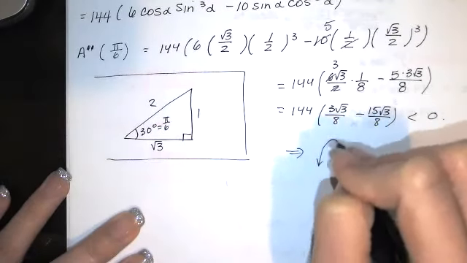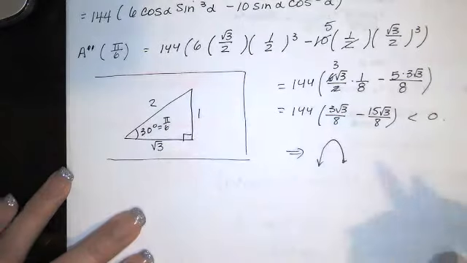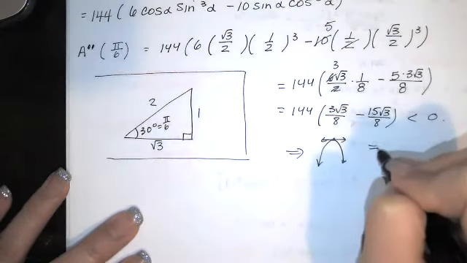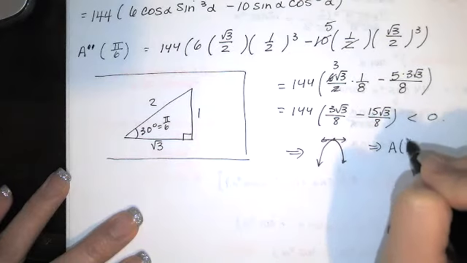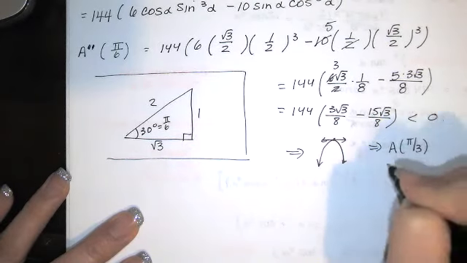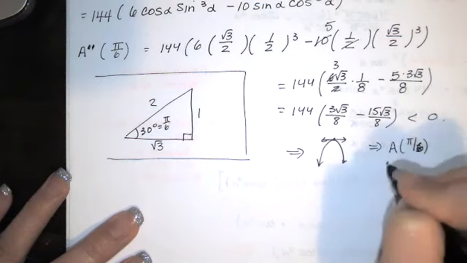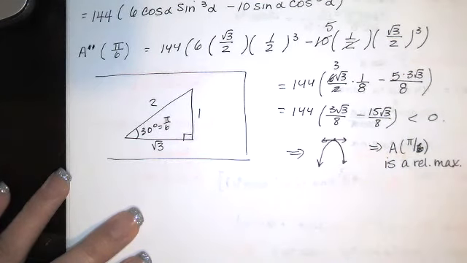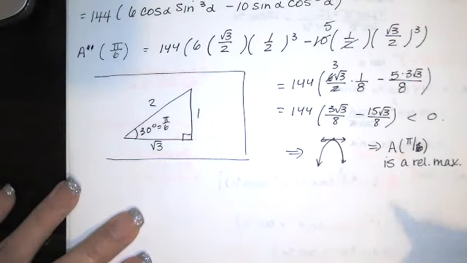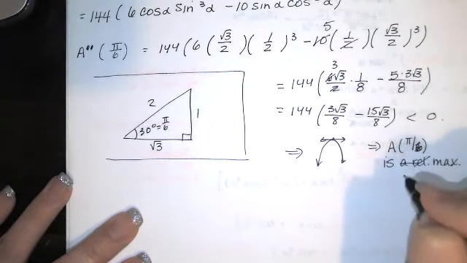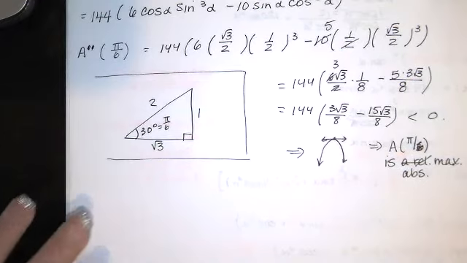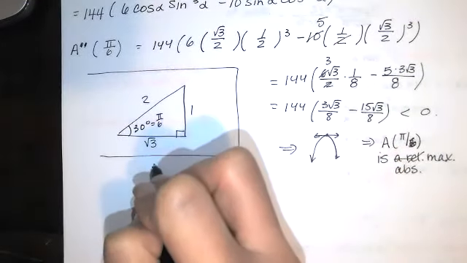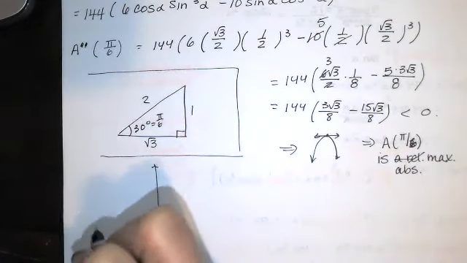That tells us that the graph is concave downward at pi over 6. And remember, the slope was 0 at pi over 6. So that means that A evaluated at pi over 6, I wrote pi over 3, pi over 6 is a relative maximum. And since it's the only critical point, it actually turns out to be the absolute maximum of the function. So what is that saying?